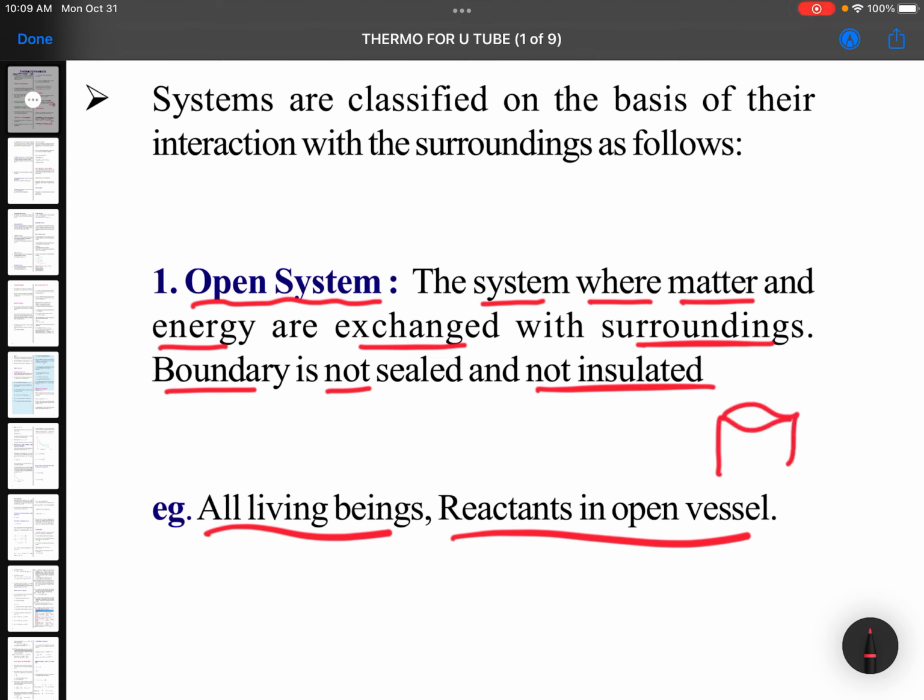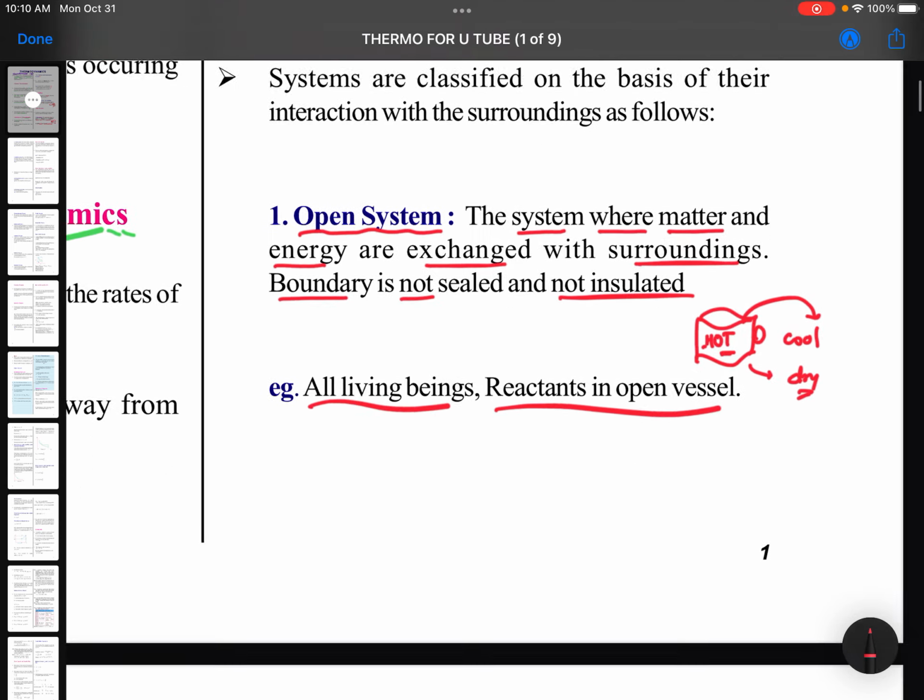This is a coffee cup and you are taking hot coffee here. What happens? After some time, this hot coffee will become cool. Yes, heat is exchanged. And if you leave it like that, after a couple of days or 3-4 days or 1 week, it will become dry. That means matter is also exchanged. So that's called an open system.